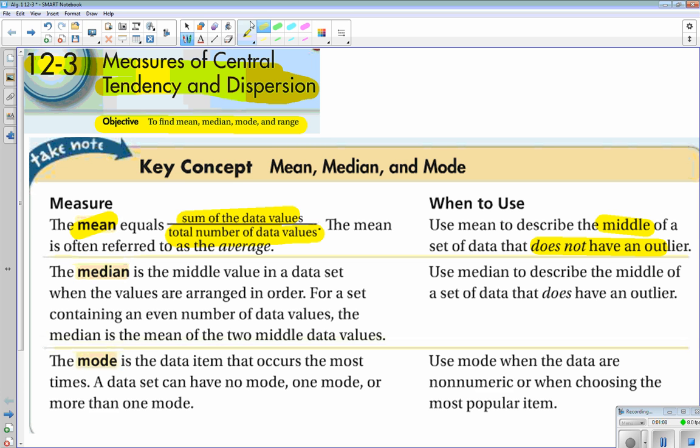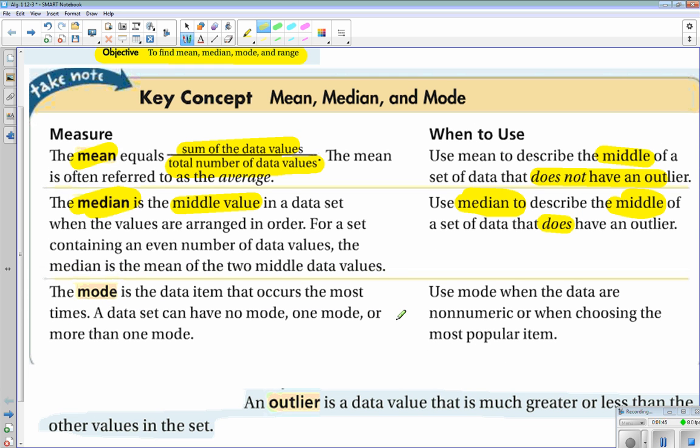The median is the middle value of the data. So you arrange all the data in order and then find the one in the middle. For a set containing an even number, the median is the mean of the two middle data values. We want to use median when we want the middle of a data set that does have an outlier. So when you have an outlier, the median is a better idea of what the middle of the data set is like.